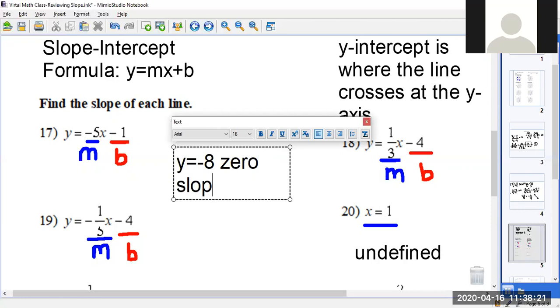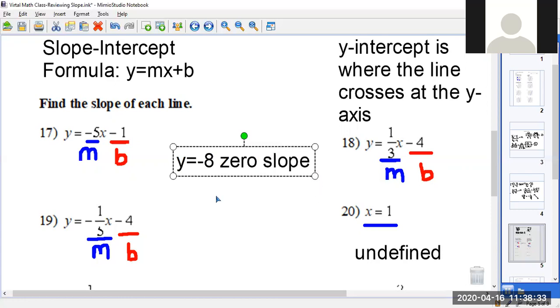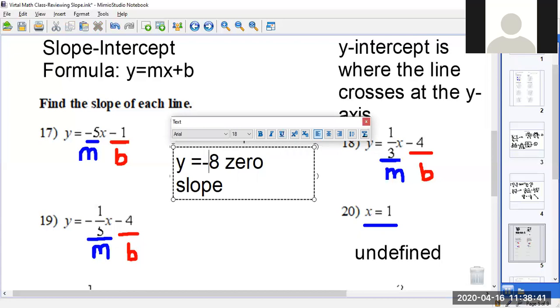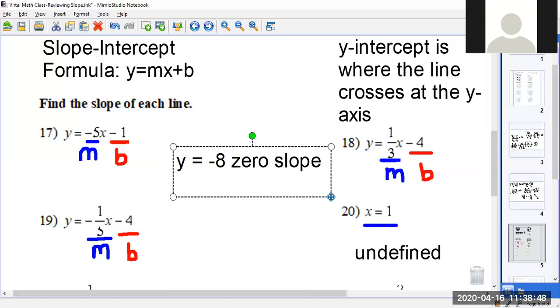Because remember, with a y-intercept, the line crosses at the y-axis. So this line with a 0 slope will cross at -8. Do you see how that works? And if you don't see it, just say I don't see it, because I'll actually go ahead and graph it as well.